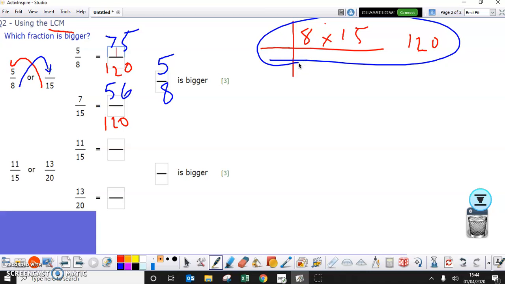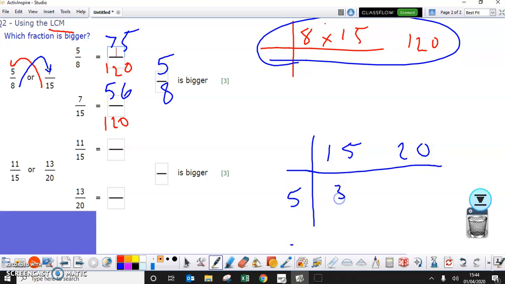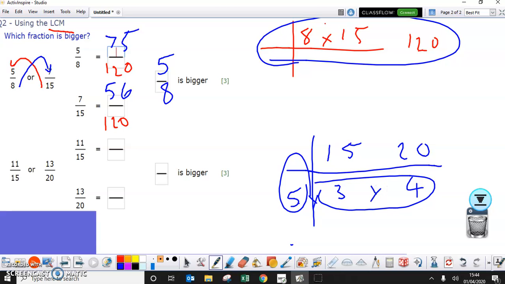The second one, I've got 11 15ths, so I've got 15 on the bottom. 13 20ths, so I've got 20. Now I know 5 goes into each. 5 will go into 15 3 times. 5 will go into 20 4 times. I can't do any more. So my lowest common multiple in this case is going to be 5 times 3, which is 15, times 4, which is going to give me 60. Got 60 on the base of each fraction.